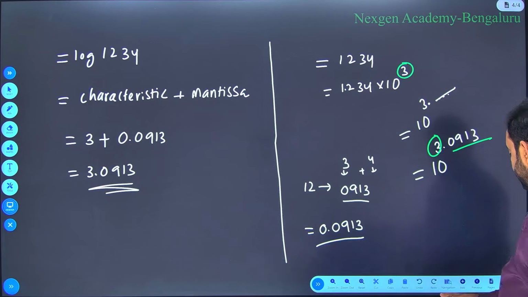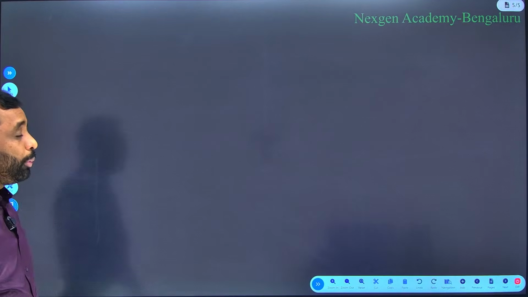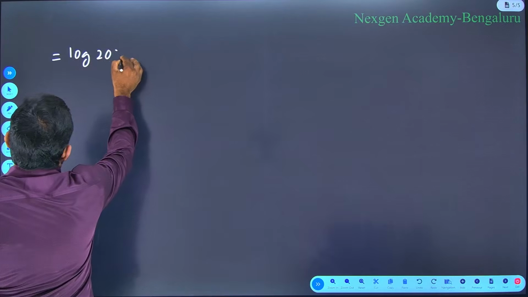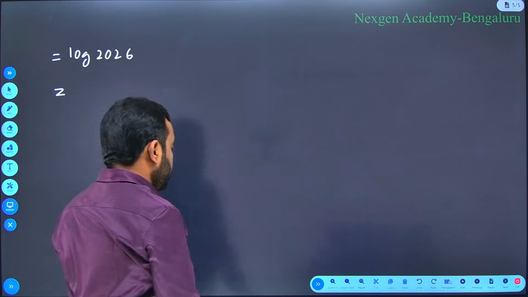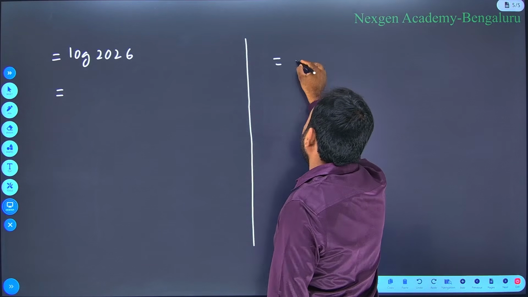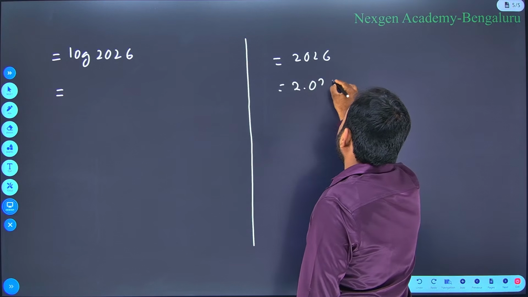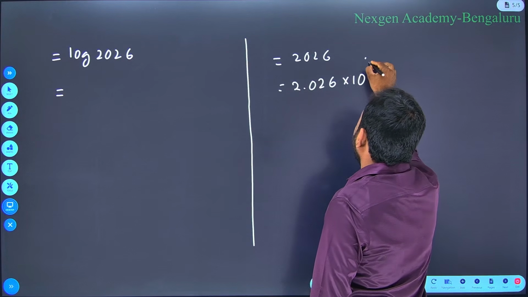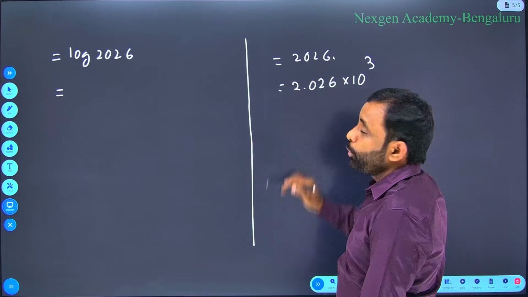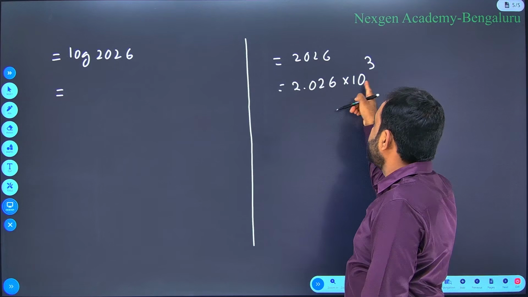Yes, let us see some other example also. Log 1234 is 3.0913. Now we take another value, log 2026. I wanted to calculate it. So how to calculate it? Let us see. 2026 can be written as 2.026 into 10 to the power of 3. Clear, right? Because the decimal point has been shifted 1, 2, 3 positions. That's why 2026 can be written as 2.026 into 10 to the power of 3.